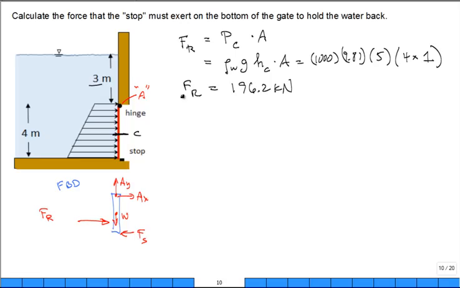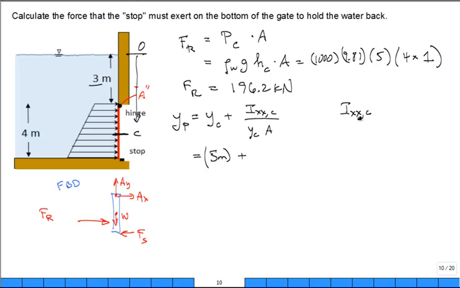Okay. Now, where do I apply it? Well, just use your equations. You apply it at y sub p, which is equal to y sub c plus I_xx,c divided by y sub c times the area. True? We did all the math to get there. So, what is y sub c? It's equal to 5 meters. True? I need to know the cross section of this. It's a rectangle. True? So the moment of inertia is going to be 1/12 the base times height cubed. True? So I should have drawn a 3D image of it.